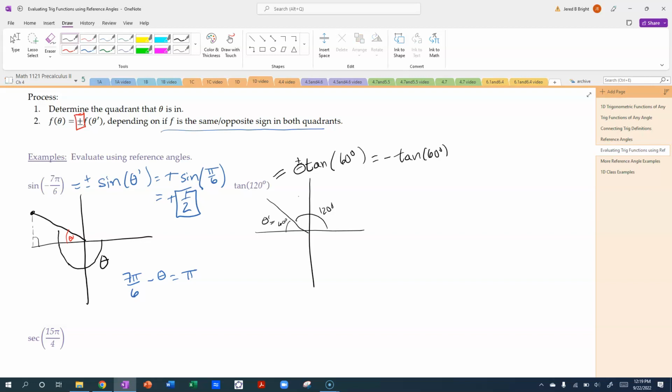The upshot of this is if you need to commit any quadrant to memory, maybe just the first quadrant, because then you can always use reference angles thereafter. And tangent of 60 degrees: if you look that up on the unit circle, the y coordinate is square root of 3 over 2, the x coordinate is 1/2. And so then you can say that this is negative square root of 3. So you might think it's a little lengthy. It could be shorter depending on the case.